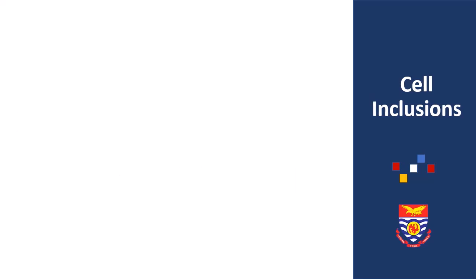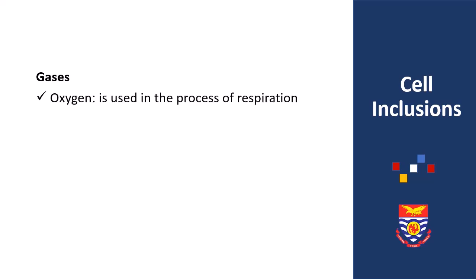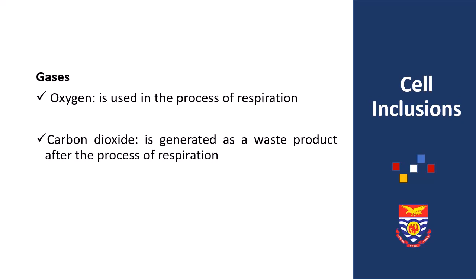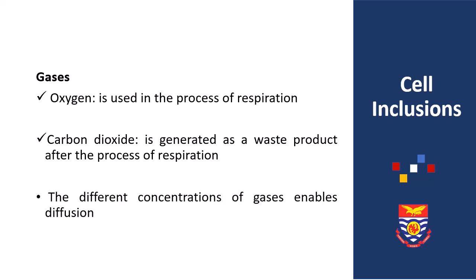But the most common gases in the cell are oxygen and carbon dioxide. And oxygen is used in the process of respiration, whereas carbon dioxide is the byproduct that is generated after the process of respiration. And so different concentrations of these gases enhance diffusion between the cell and its environment.